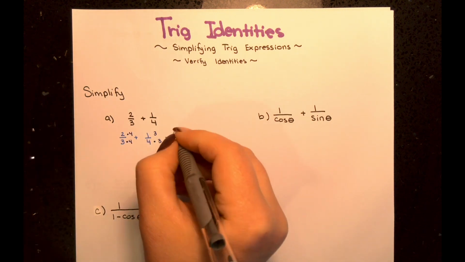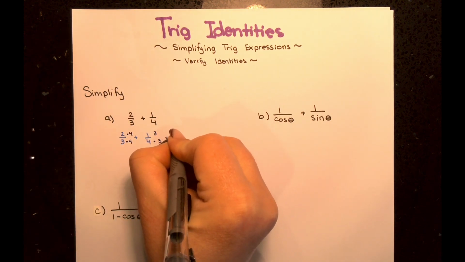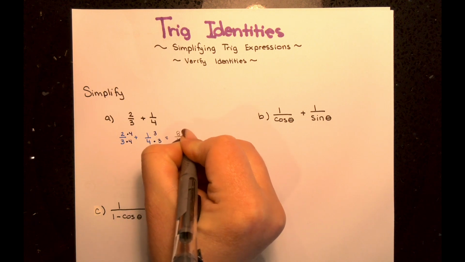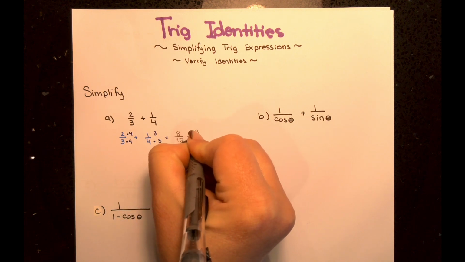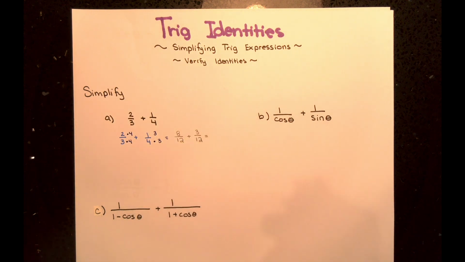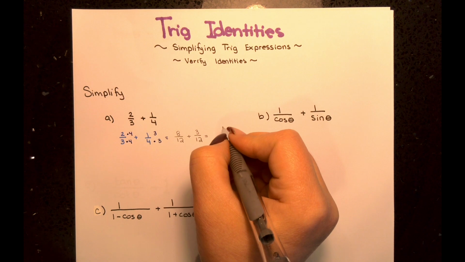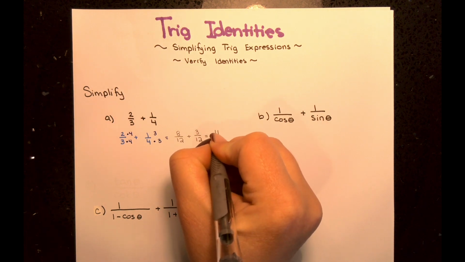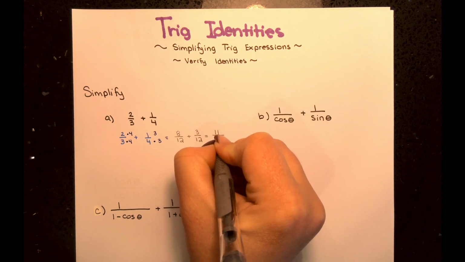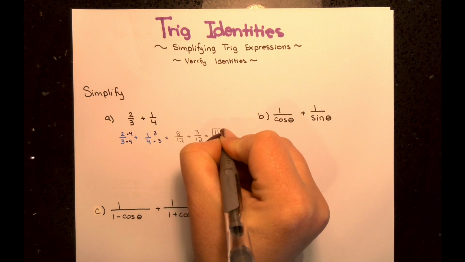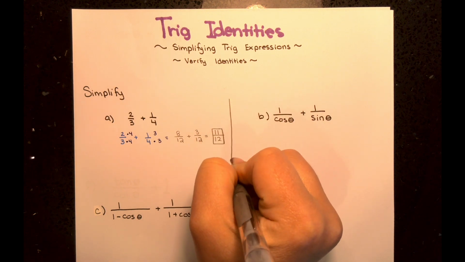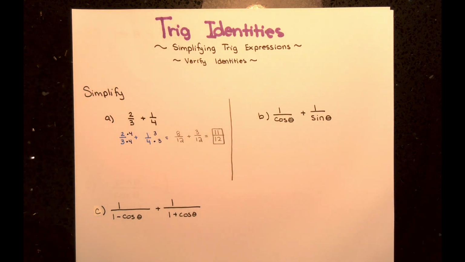So that gives us 8/12 plus 3/12. And then that means that I can continue solving with the same denominator. 8, 9, 10, 11. And we get 11/12 as our answer. So this method of adding fractions is exactly the same when adding fractions with trig functions.